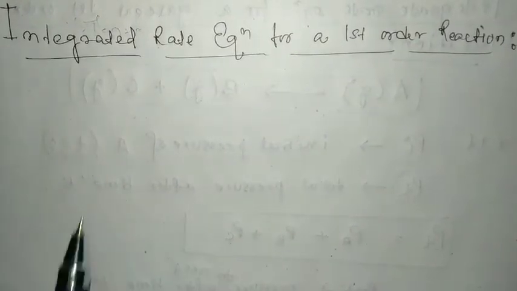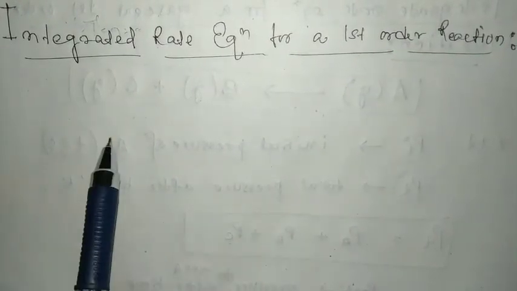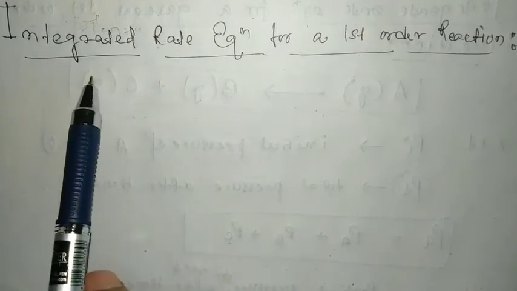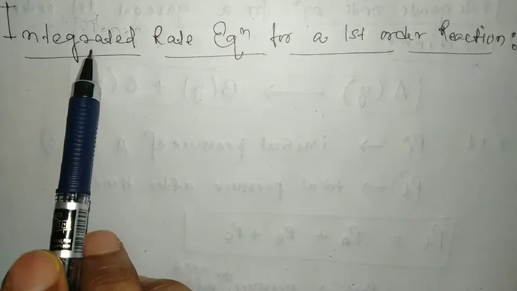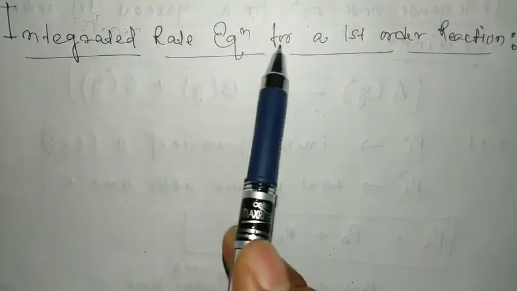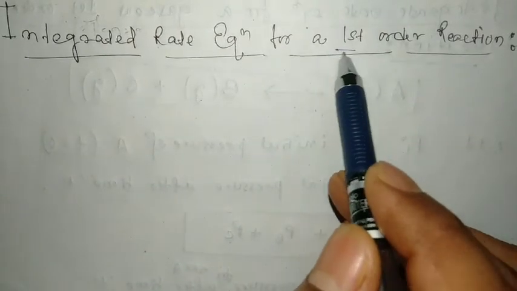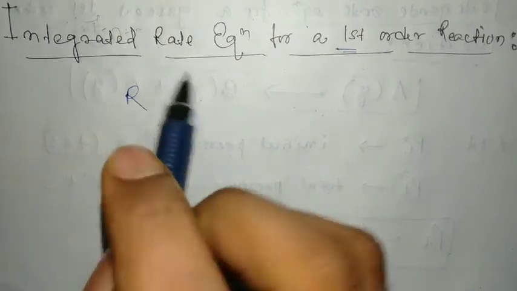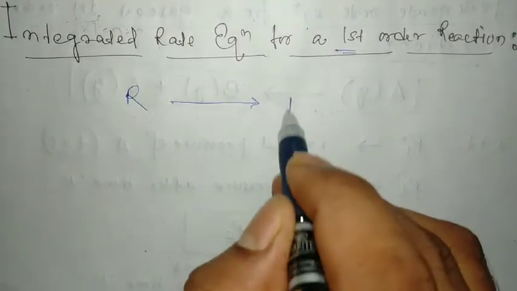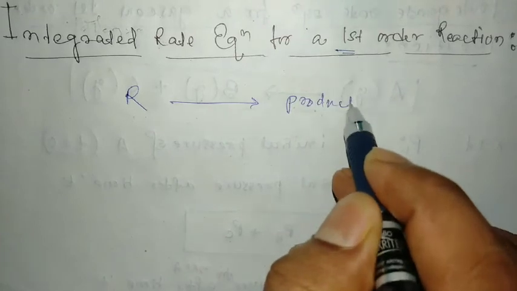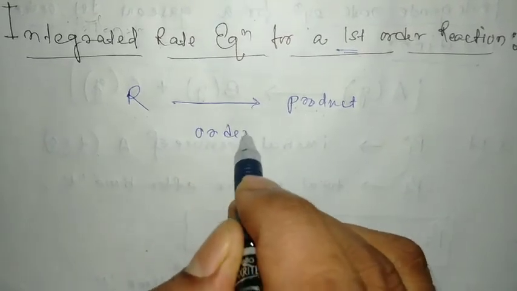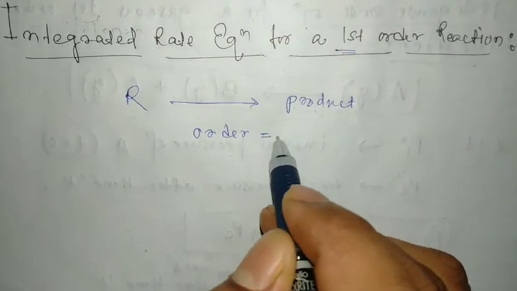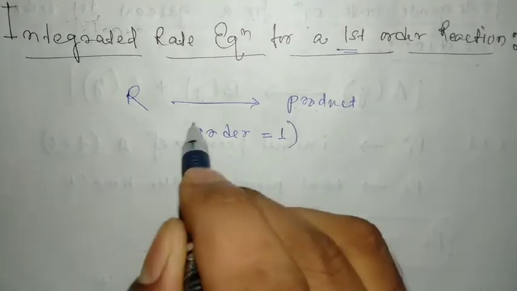In the previous video, we derived the integrated rate equation for a zero order reaction. Let us derive today the integrated rate equation for a first order reaction. Let us consider reactant R is converted into product. Let us consider it is a first order reaction.